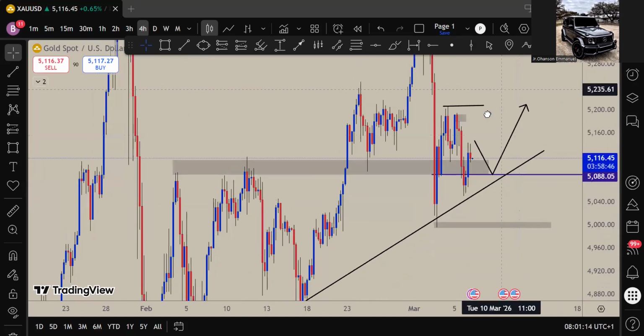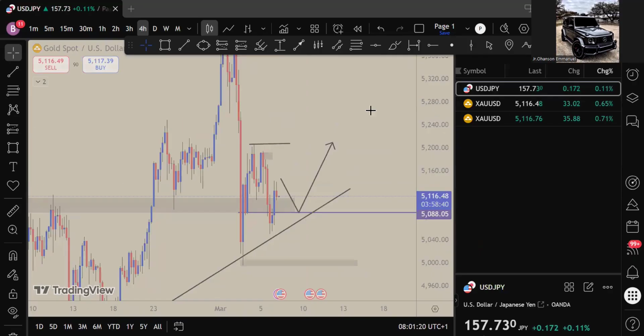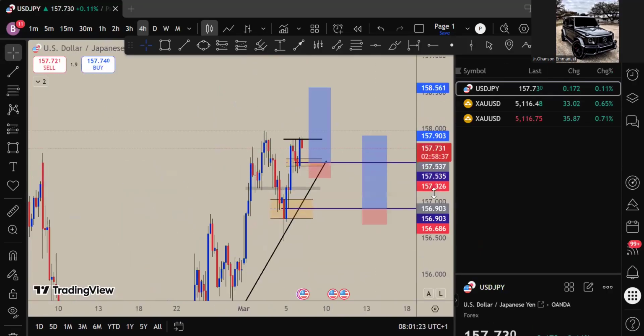So that's it, guys. Let's stay tuned and see what happens on gold and USDJPY. But for now, the main trade we are looking at here is USDJPY. So stay tuned. All right. So that's it, guys.